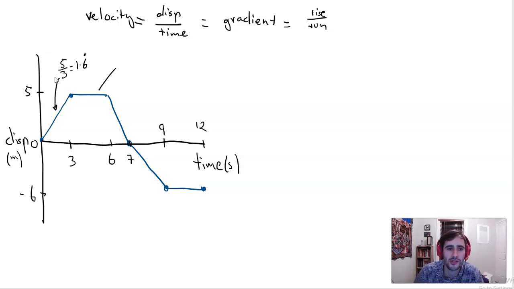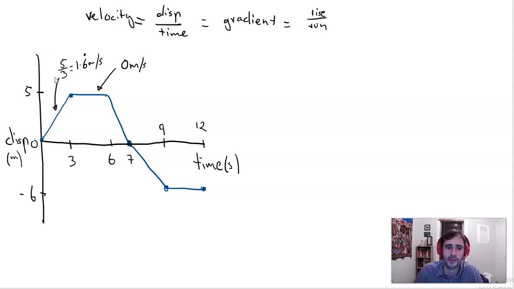Now this gradient, easy. It's 5 over 0. Not 5 over 0, sorry. It's 0 over 3 seconds, which is going to be 0. It's flat. So if I was to put the units of measurement here, it's 0 meters per second. There's no change in displacement over time, which means that the object is not moving.